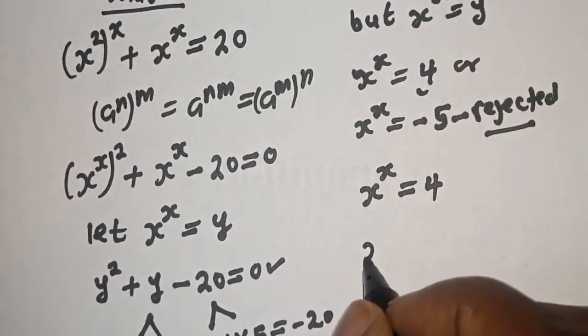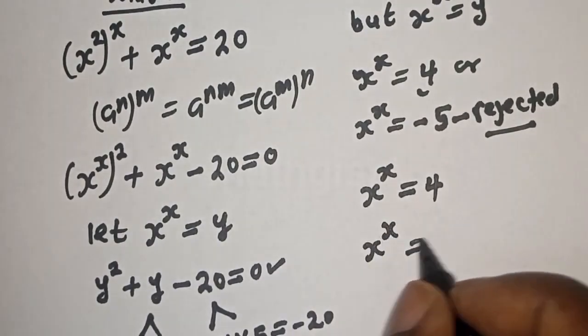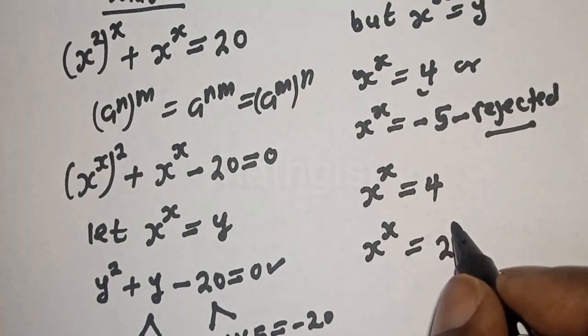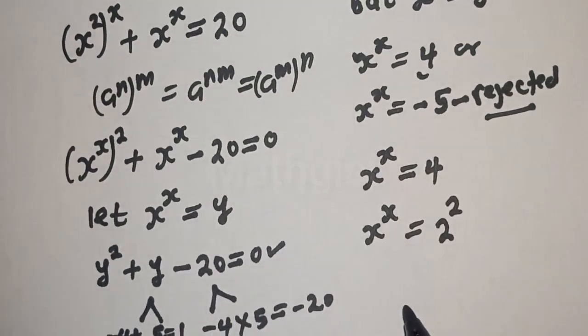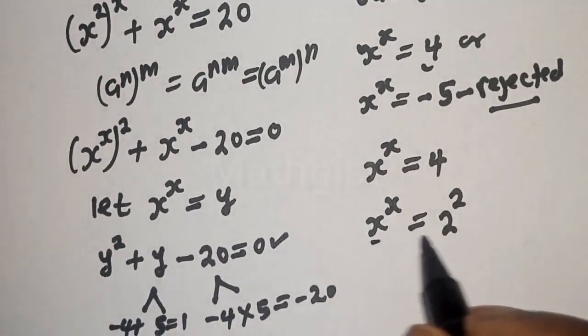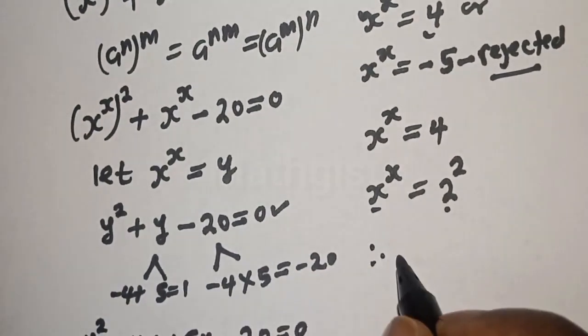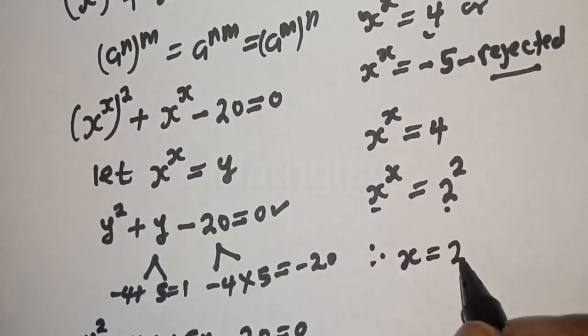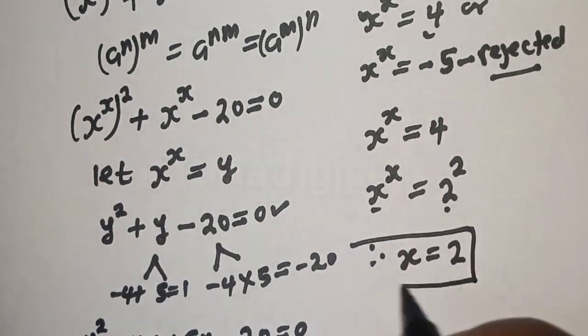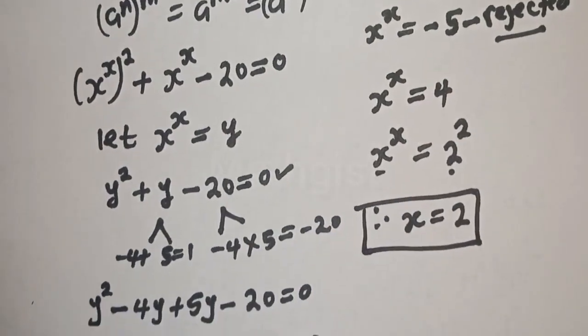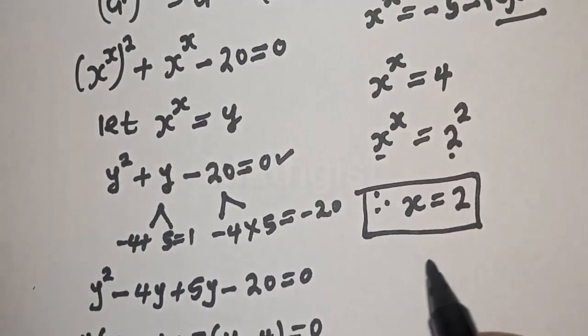Then s raised to power s is equal to 4 can be written as 2 square. Now, if you look at this very well, the base is equal to 2 and the exponent is equal to 2. Therefore, s is equal to 2. This is the final answer. We can check to confirm if our answer is right or wrong. Let's check.